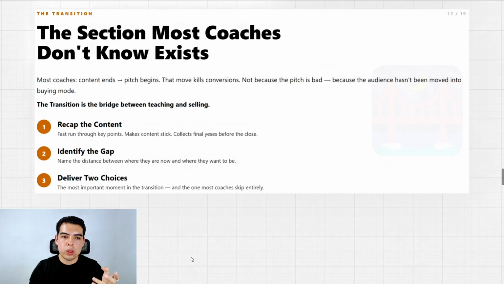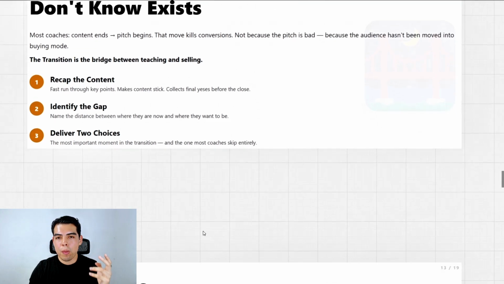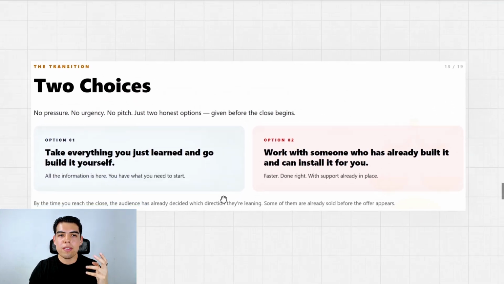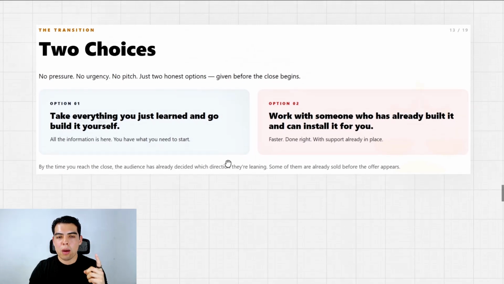Third, it delivers two choices. This is the most important moment in the entire transition. You give the audience exactly two options. Option number one, take everything you just learned and go build it yourself. Or option number two, work with someone who has already built it and can install it for you and save you a lot of time, money, and headache.